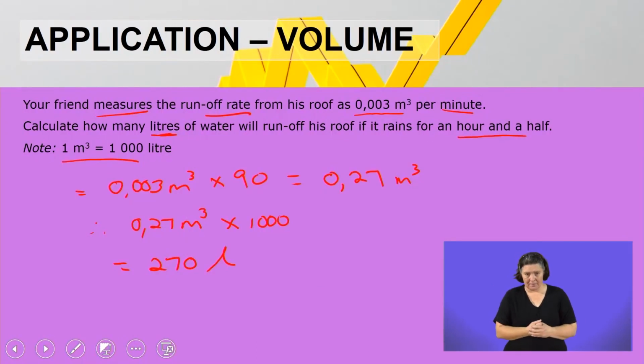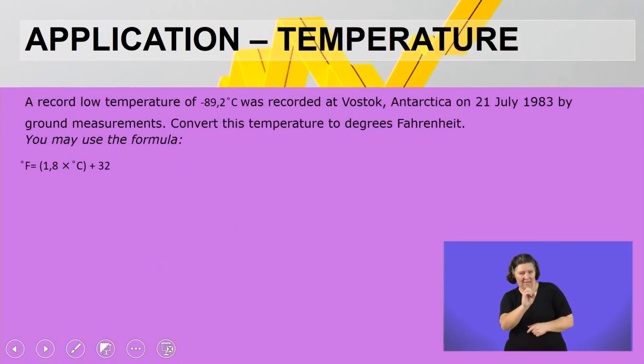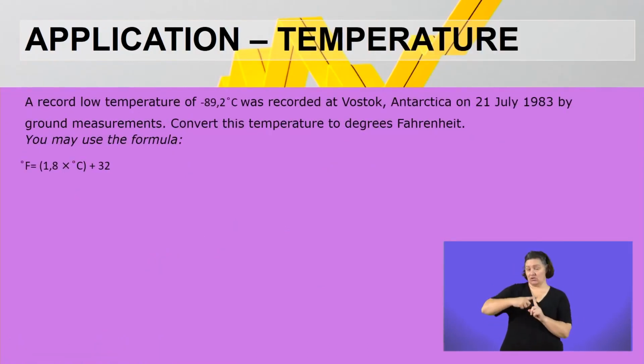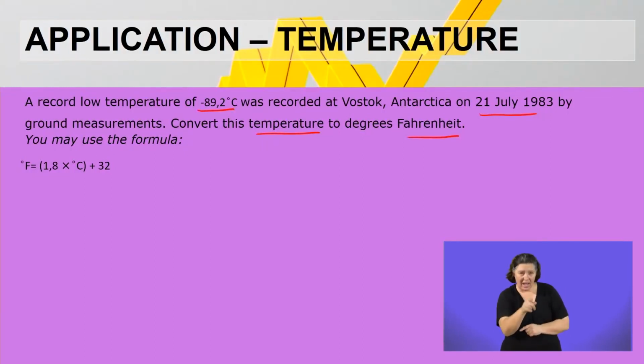And then let's quickly look at what else we have in store. Here we are saying a record low temperature of minus 89.2 degrees Celsius was recorded in Vostok, Antarctica on 21 July 1983 by ground measurements. Convert this temperature to degrees Fahrenheit. Right? You may use the following formula. Okay, so remember I said step 1 formula. Right? It's given in this case, step number 2, we have to substitute within the formula.